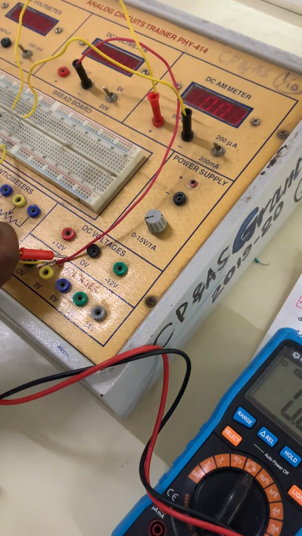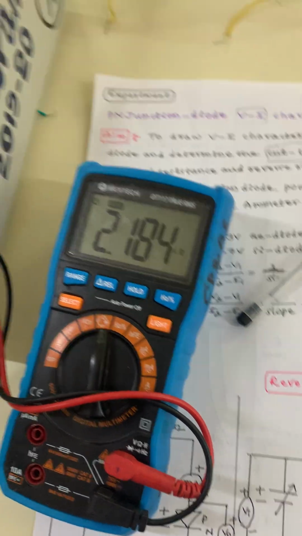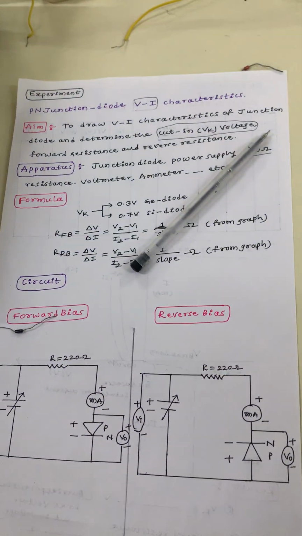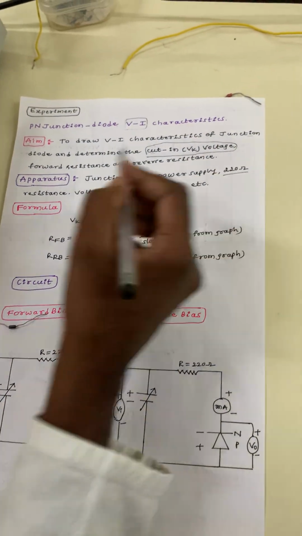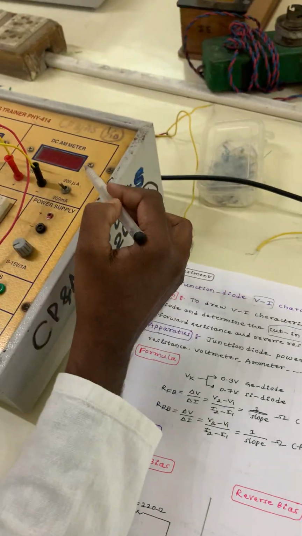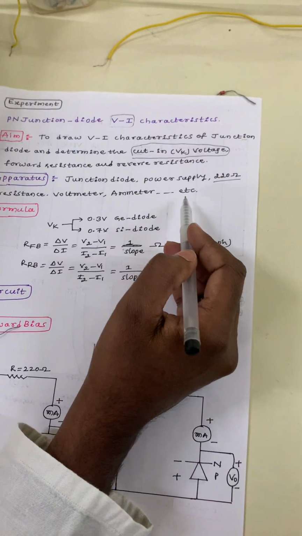Now I am switching it off. Once you see the resistance, it shows 2.18, that is, the 220 ohm resistance is there. Clear? Now I have to take the 220 ohm resistance and the voltmeter. This is the voltmeter and this one is the ammeter, the ammeter.